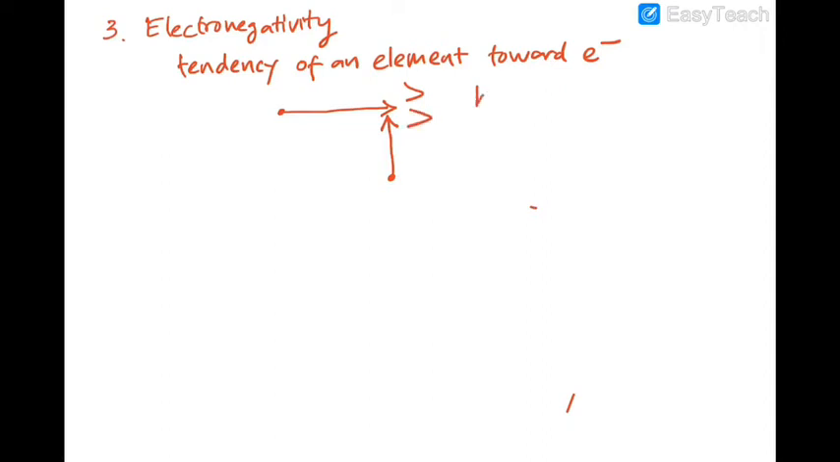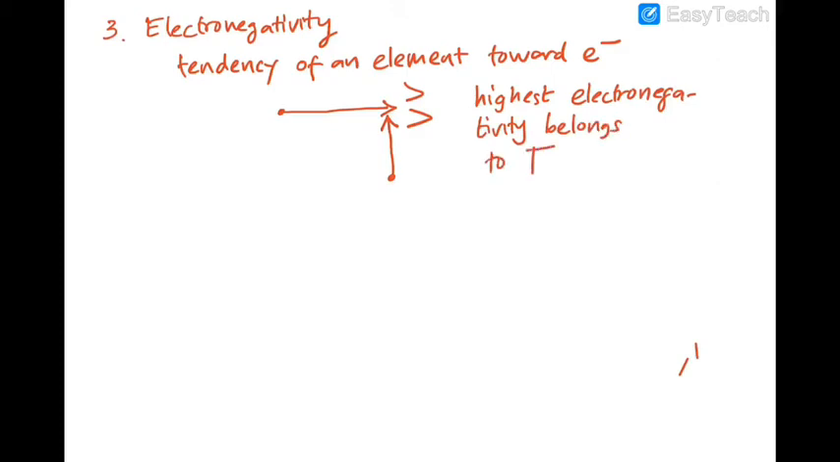So the highest electronegativity belongs to the fluorine atom, which sits at this corner. The closer an atom is to F, the higher the electronegativity of that atom. The concept of electronegativity relates to the polarity of a bond.